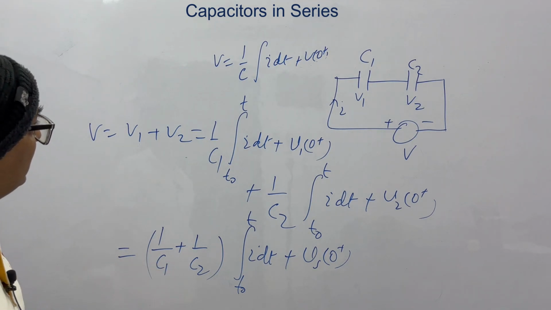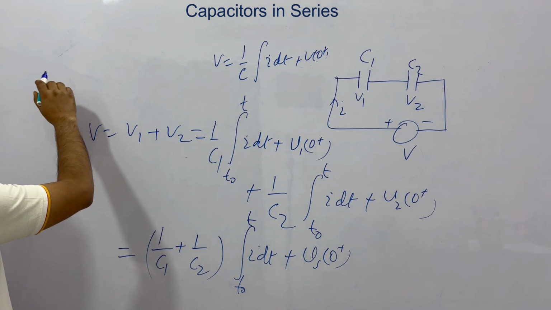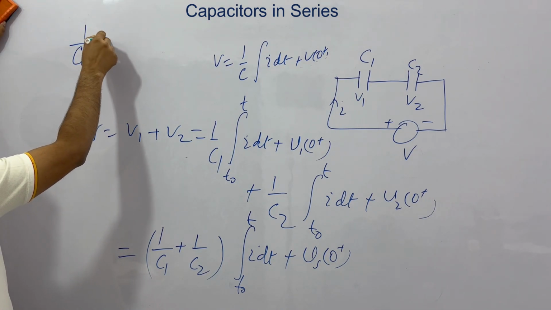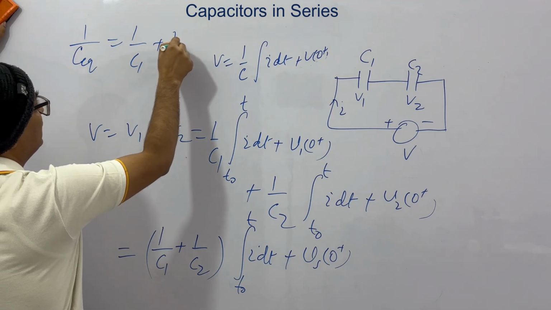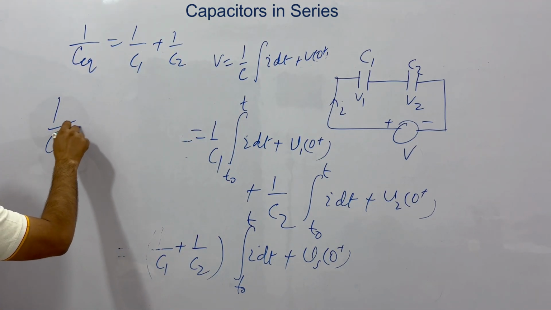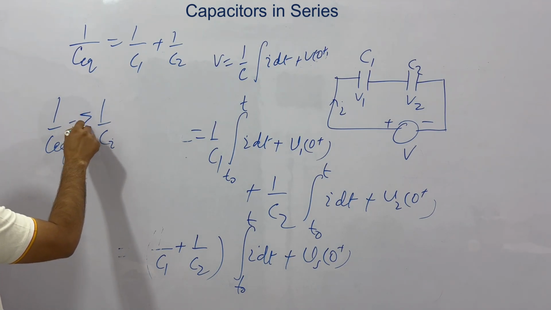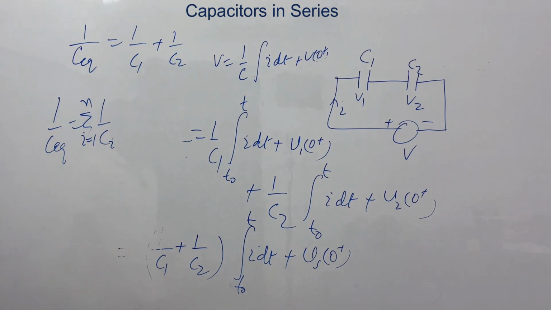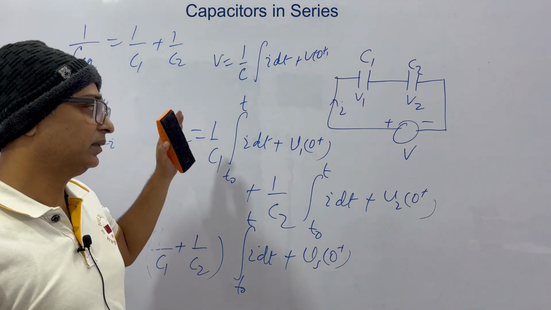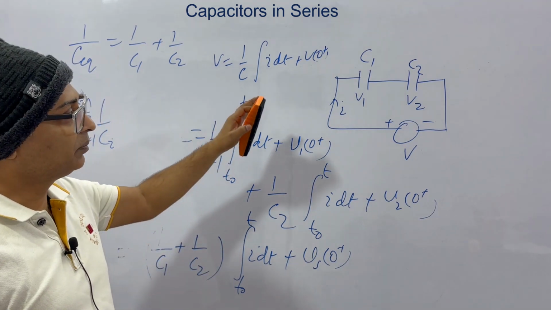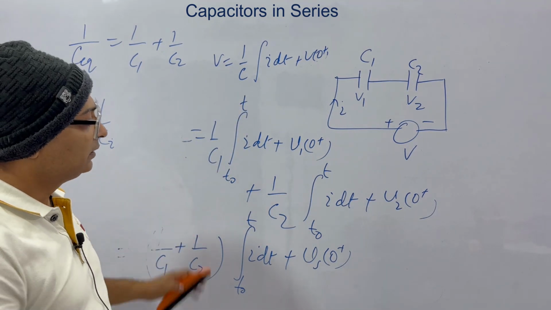So effectively what we get in case of series capacitors, when capacitors are in series, the equivalent capacitance will be 1 by C1 plus 1 by C2 plus 1 by C3 and so on, or we can write 1 by C equivalent is equal to the summation of 1 by Ci, i equal to 1 to n. Okay. So now we have seen resistors in series and parallel, inductors in series and parallel, and capacitors in series and parallel. These things you should keep in mind.